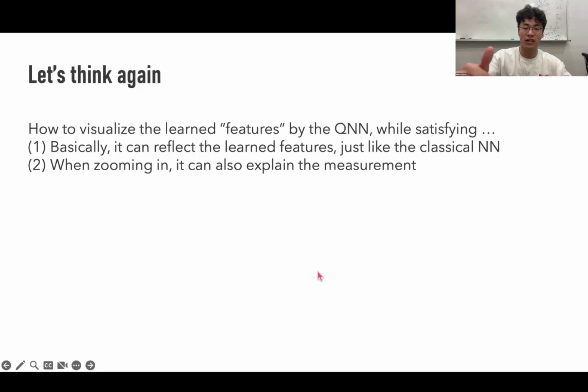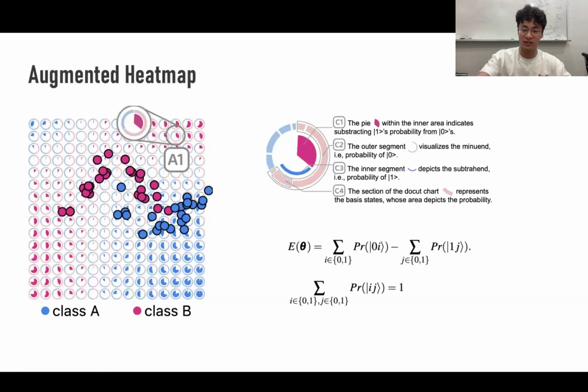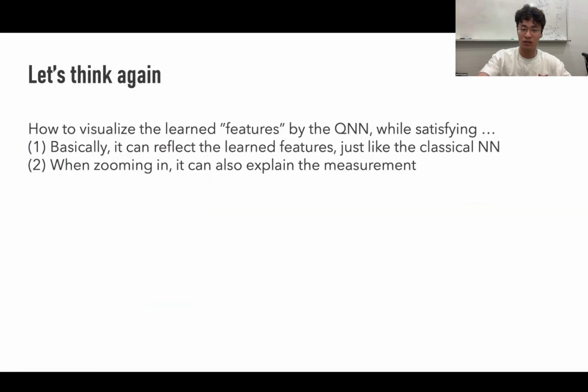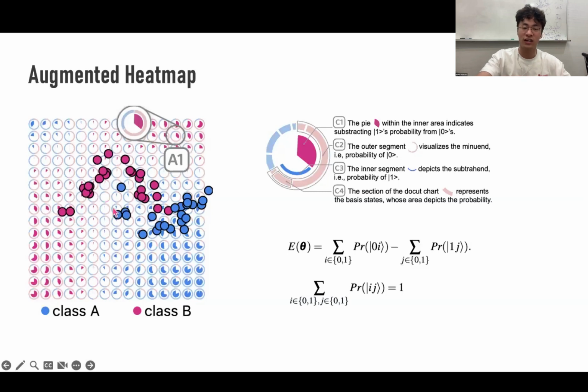This is our first design, and it can first support the reflection of the learned features, just like in the classical NN. As shown here, if you just have a glance at this figure, you can easily get what features the model learns, and the confidence of this learning process. Like the confidence is very high at the edge of this feature map, and relatively low at the middle of this heat map.